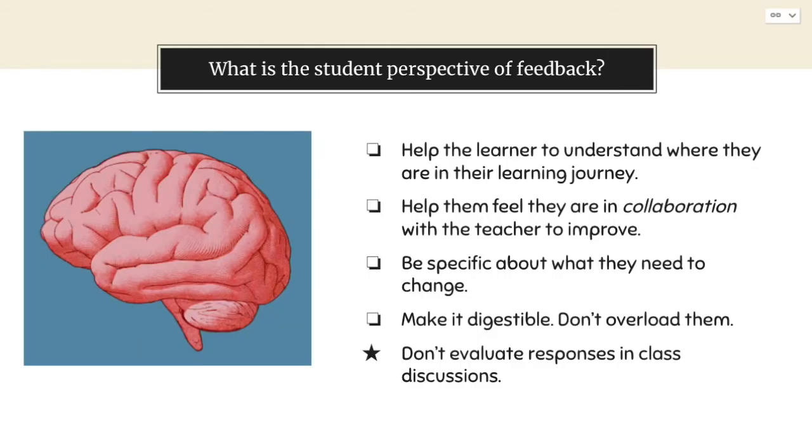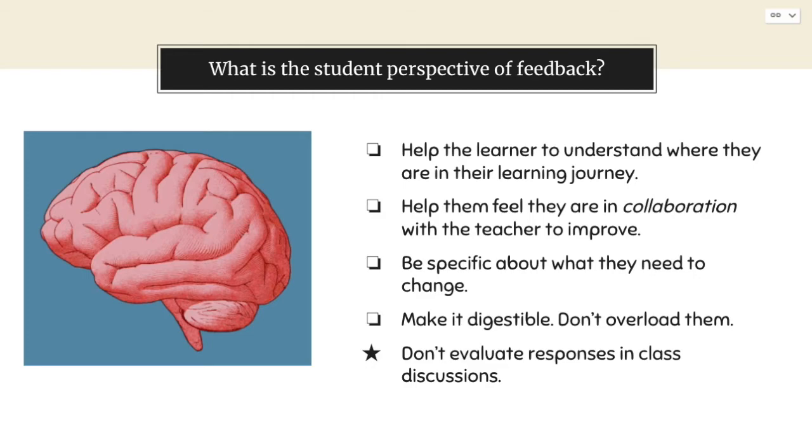The next thing that we want to talk about is student perspectives of feedback. So these are some things we want to keep in mind. First is that we really want to help the learner understand where they are in their learning journey. And by giving observational feedback, it really helps them do that. It helps them construct in their mind what specifically they need to do to improve in order to get to where they want to be going.